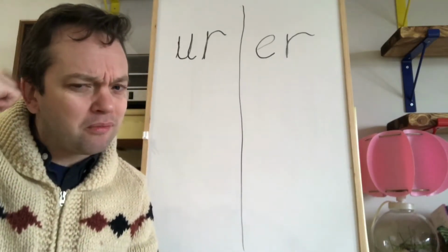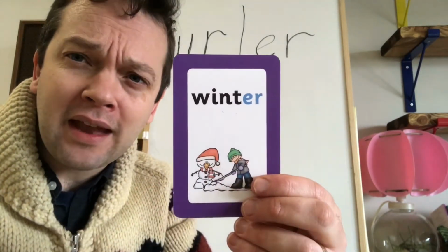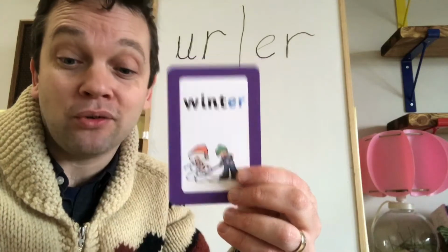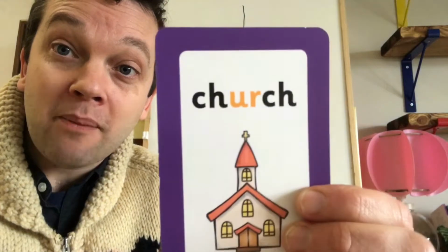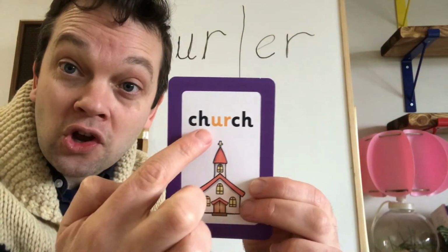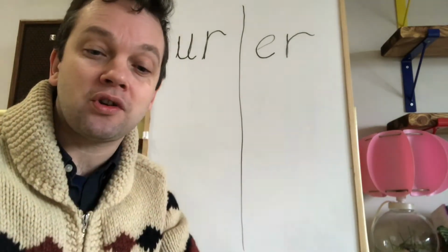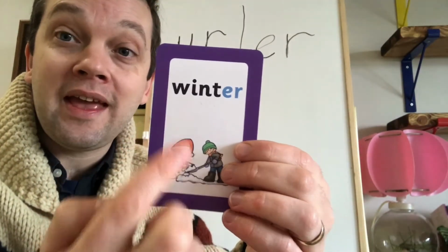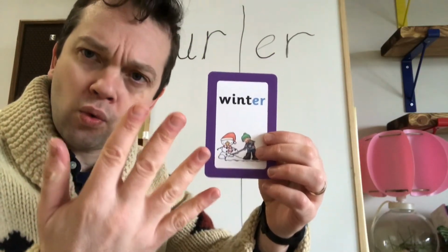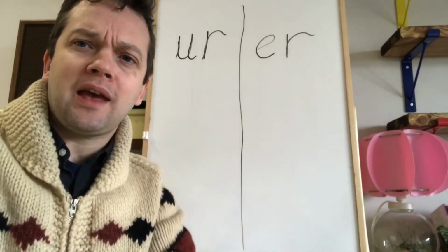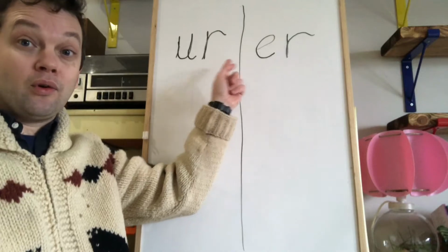Now, little tip though. Normally, the letters E and R come at the end of a word, sometimes in the middle. Whereas the letters U and R normally come in the middle of a word. Church. Whereas this one is winter.